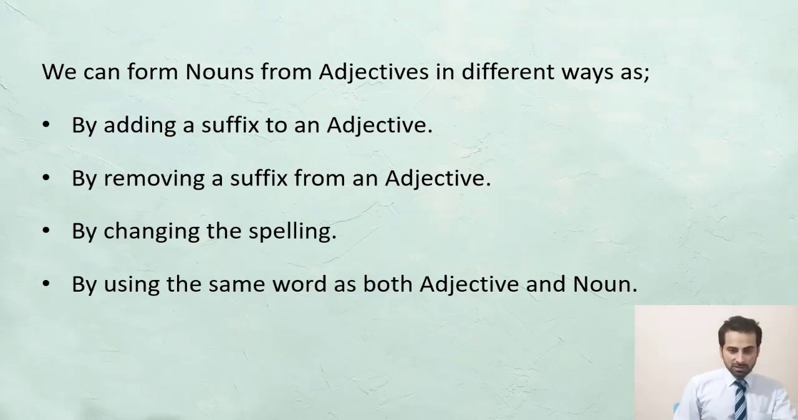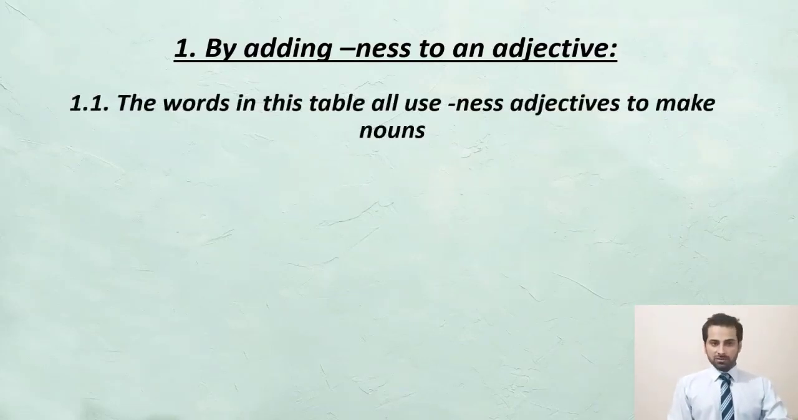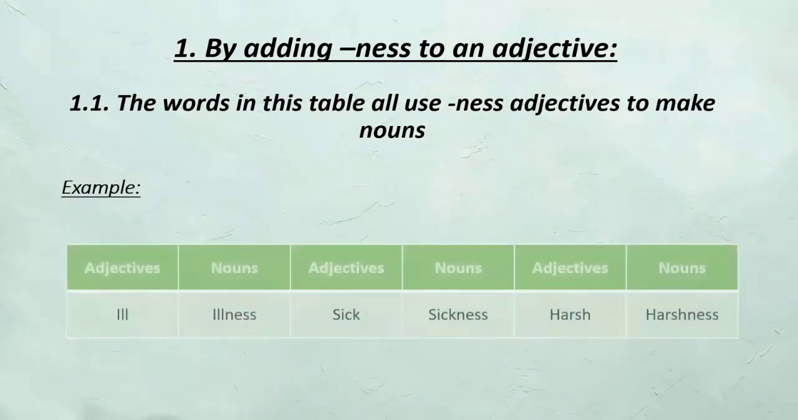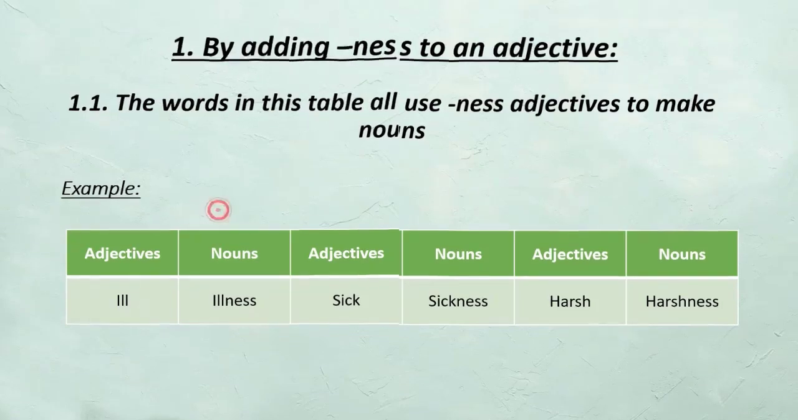Students, there are some rules to change adjectives into nouns. The first rule we are going to discuss here is adding the NESS suffix to an adjective. In all these words, we can use the suffix NESS to make a noun. For example, the first adjective is ill. It attaches NESS and becomes a noun, that is illness. Next is sick. Sick becomes sickness and harsh becomes harshness.